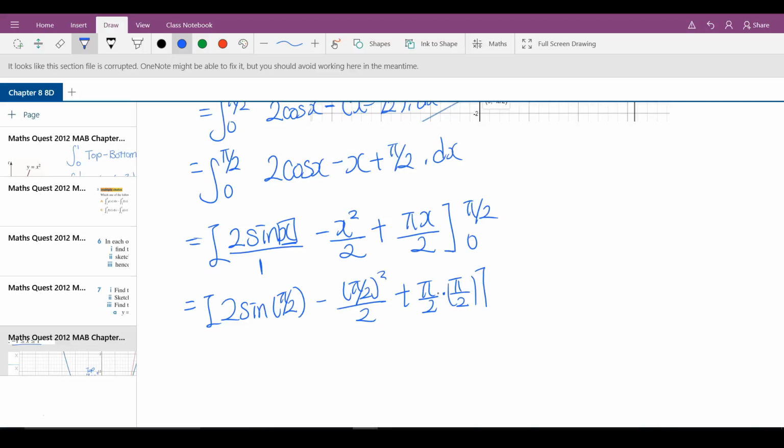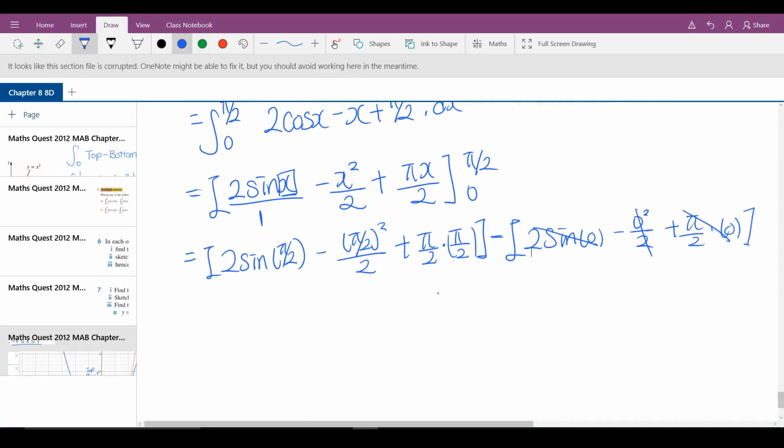Right? And then minus 2 sine 0 minus 0 squared over 2 plus pi over 2 multiplied by 0. All right, so everything becomes 0 here. Sine 0 is 0. 2 times 0 is 0. So everything is gone.